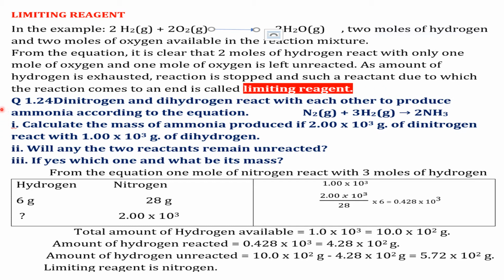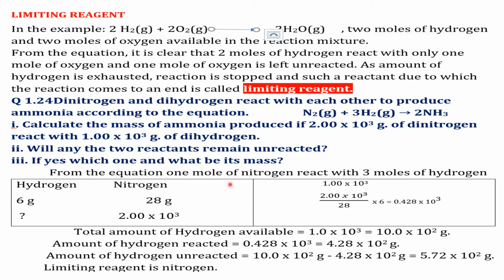Now let us see an example. Question number 1.24 from the NCERT textbook. Dinitrogen and dihydrogen react with each other to produce ammonia according to this equation: N2 plus 3H2 gives 2NH3. Calculate the mass of ammonia produced if 2.0 into 10 power 3 grams of dinitrogen reacts with 1.0 into 10 power 3 grams of dihydrogen. Will any of the two reactants remain unreacted? If yes, which one, and what will be its mass?